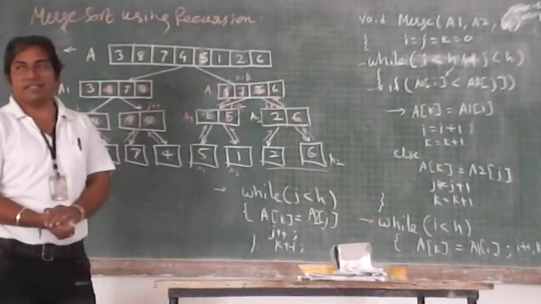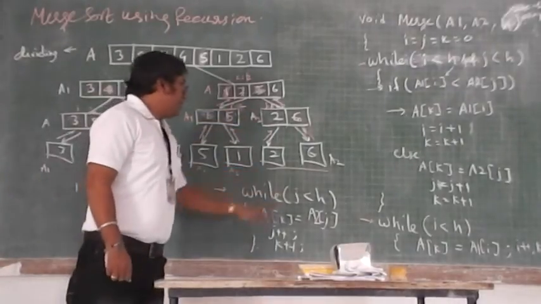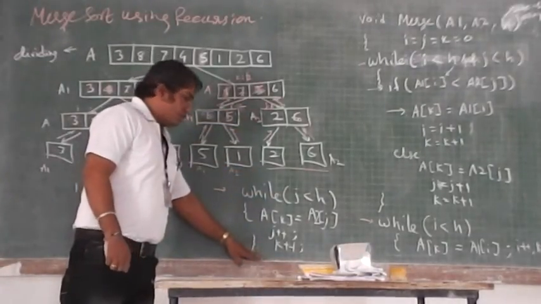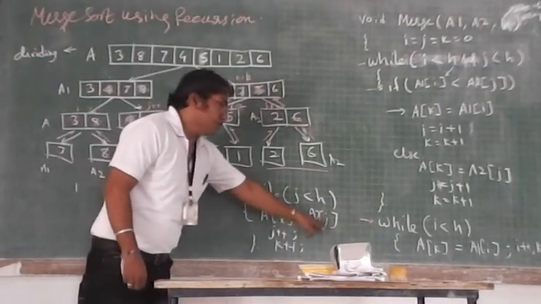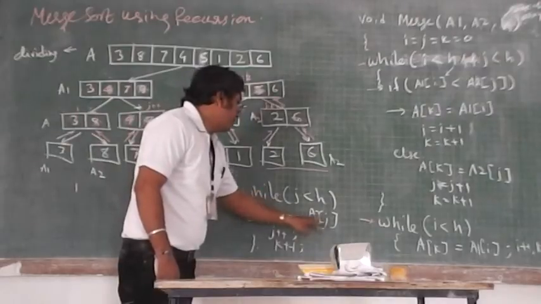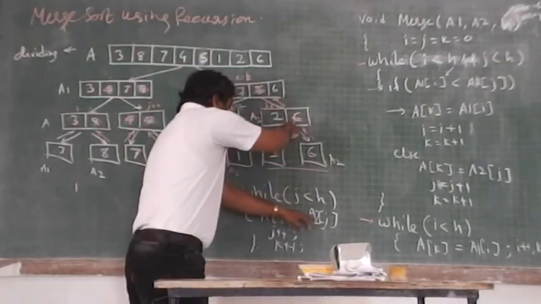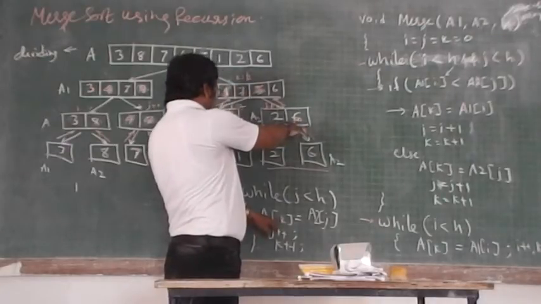While j is less than h, what is the value of j? Is 1. 1 is less than 2. Control enters into its body, while body, where A2[j], what is the value of j? 1. A2[j] means this element. This element has to be moved to where? A[k].